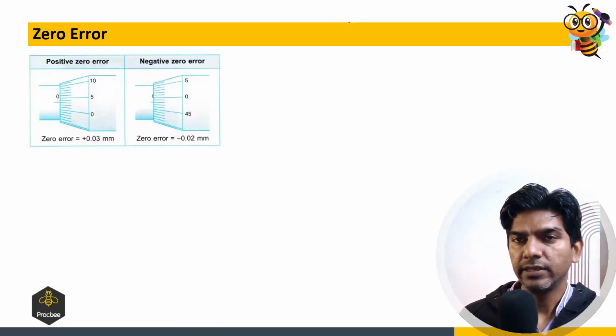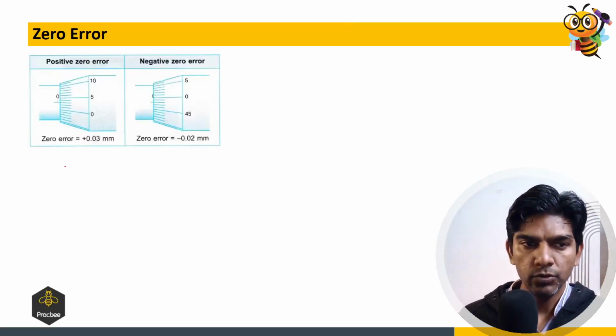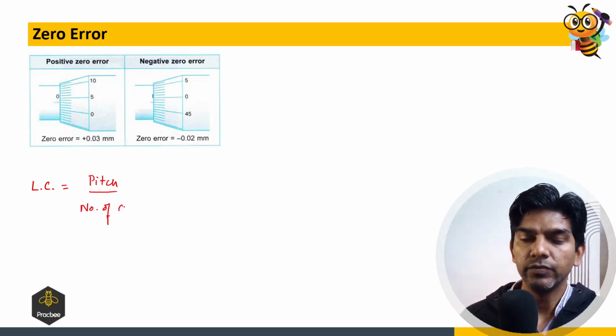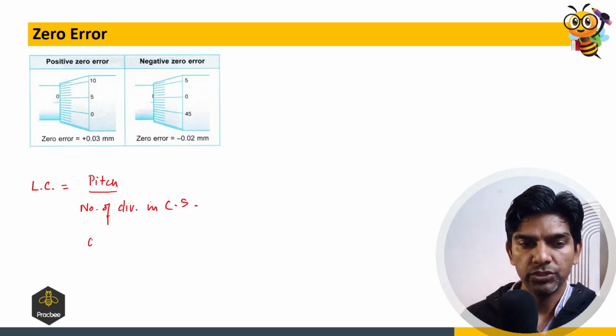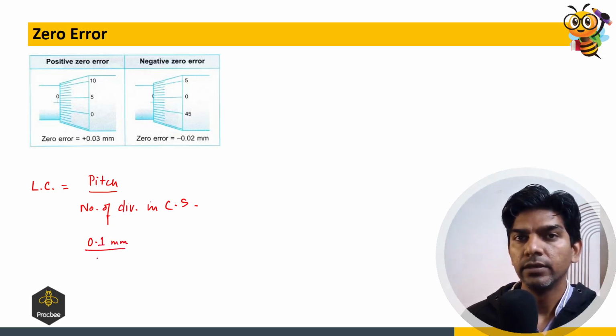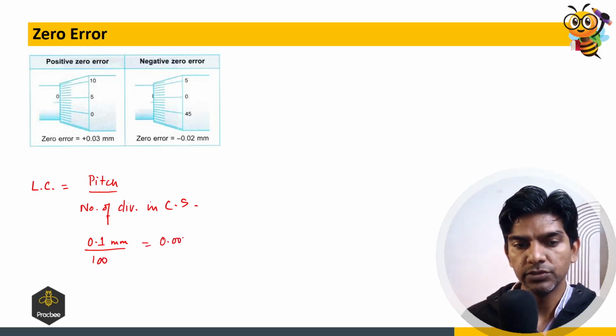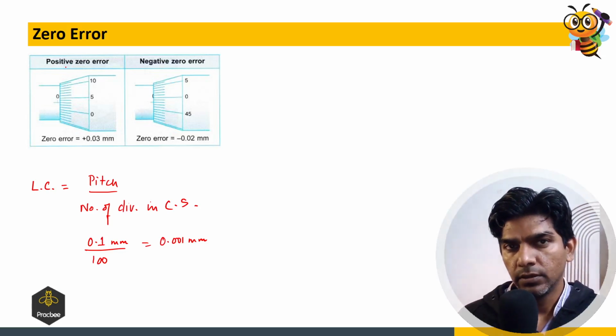Okay, so first let us see the zero error and the least count. So how to find the least count? Least count will be pitch divided by number of divisions in circular scale. For example, if the pitch is say 0.1 millimeter and there are say 100 divisions in the circular scale, so the least count will become 0.001 millimeter, right?